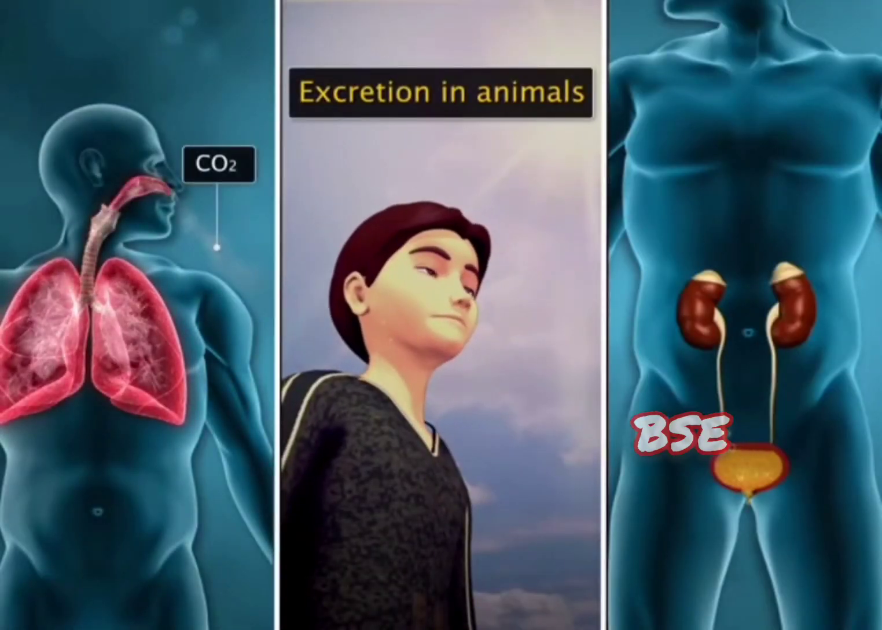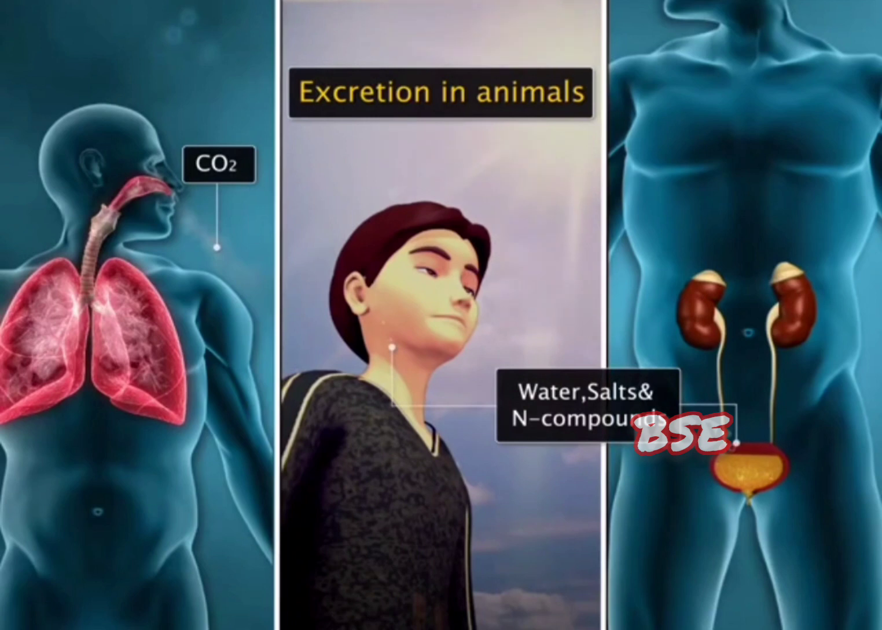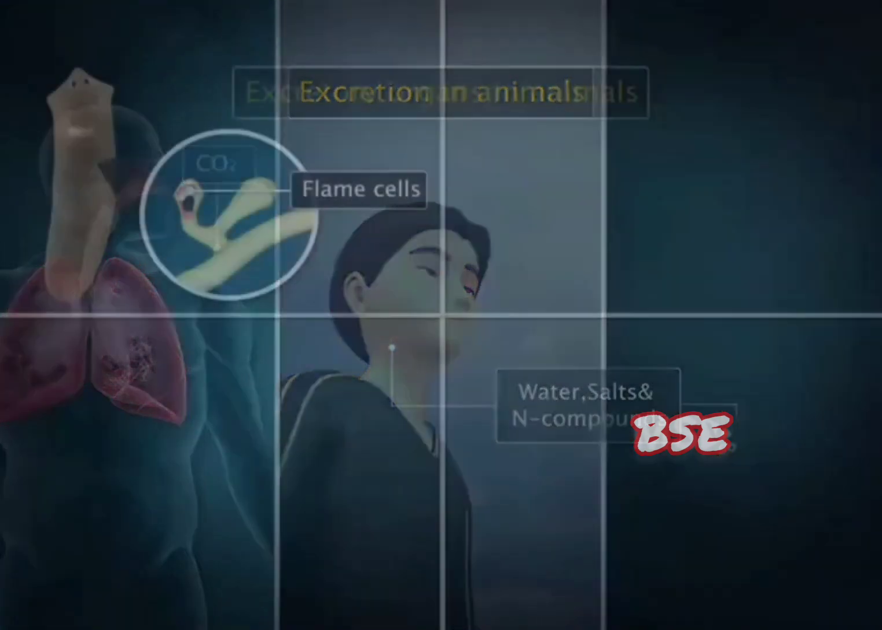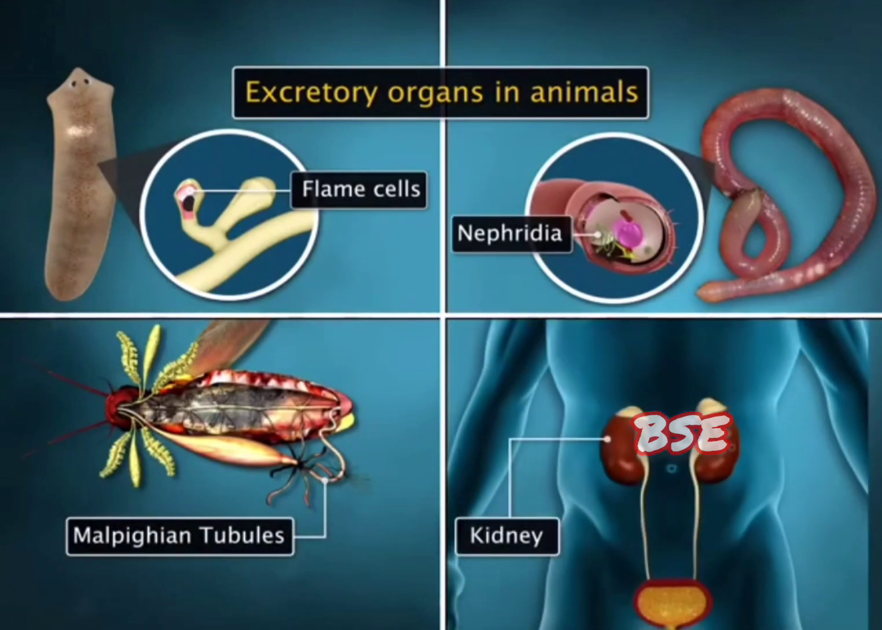Animals produce carbon dioxide, water, salts, and nitrogenous compounds as the excretory products and have developed specialized cells or organs for the elimination of these substances.